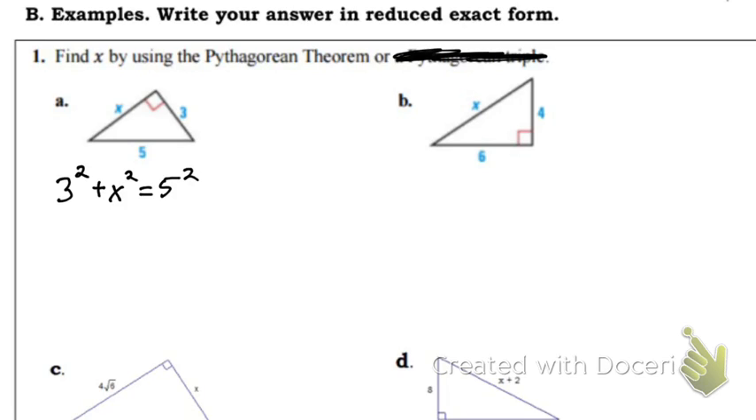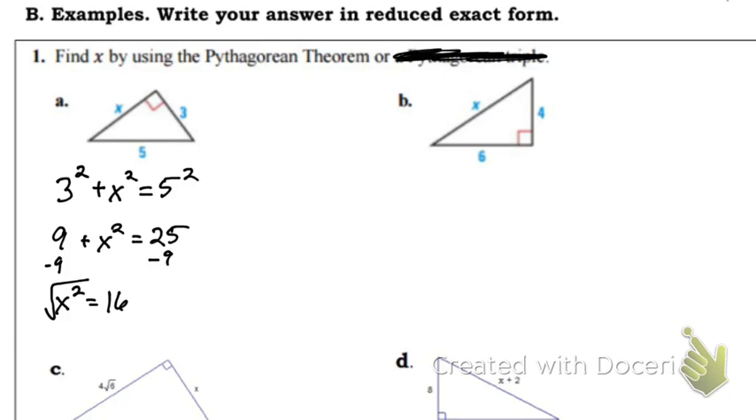The biggest mistake people are going to make on the test is they're going to mix that up. They'll put 5 squared on the wrong side. Hypotenuse always goes on one side by itself. All right, 3 squared is 9 plus x squared equals 25. Subtract 9 from both sides, and you're going to have x squared equals 16.